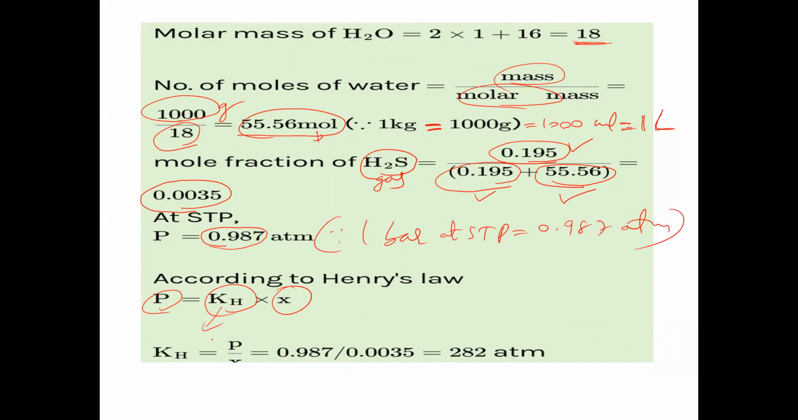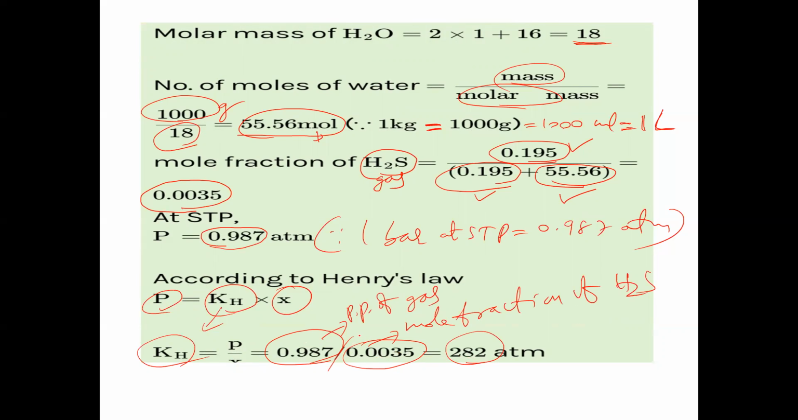From Henry's law, they asked you to calculate Kh. Henry's law constant equals the partial pressure divided by the mole fraction. So the partial pressure of the gas divided by the mole fraction of H2S, which we calculated, is equal to Henry's law constant Kh. Is that clear? So this way we have to understand the concept, without any confusion.